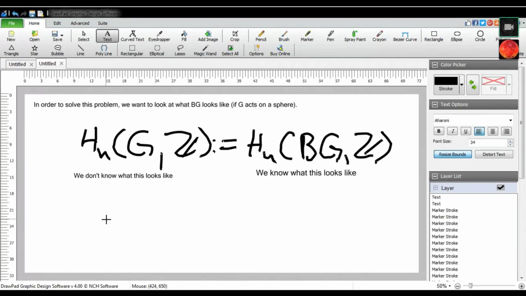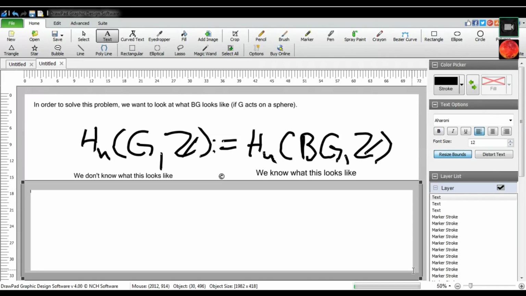Okay, there's some other important space we need to look at. It's called the universal cover, and we're just going to write this as EG. EG is the universal cover of BG. If you don't know what the universal cover is, it is a contractible, regular covering space. And we're going to look at its homology first.